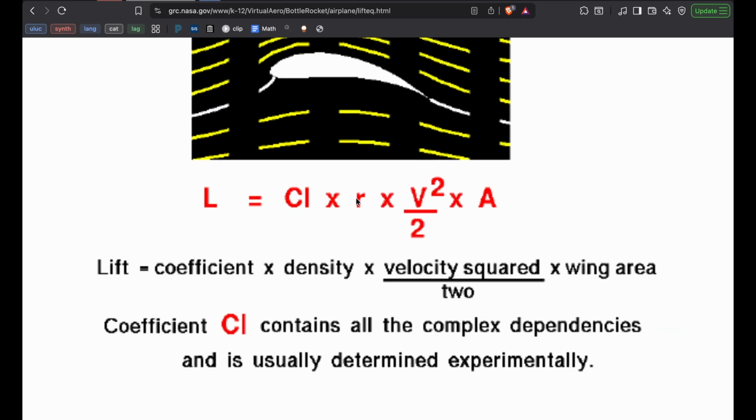So you start analyzing. Rho is the density. That's easy, that's just the density of air. Your velocity squared, what you're flying, and your wing area. And you look at CL. What's CL? Well, that's a coefficient. And then you realize that it's determined experimentally. And there are two issues with it.